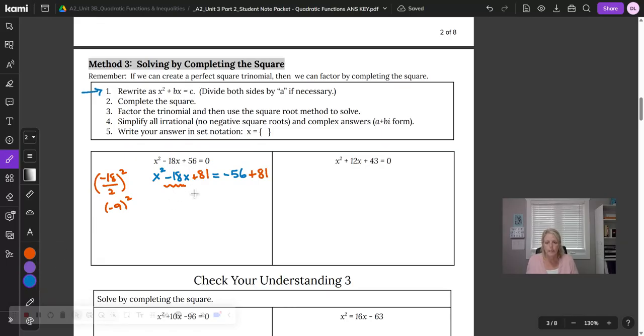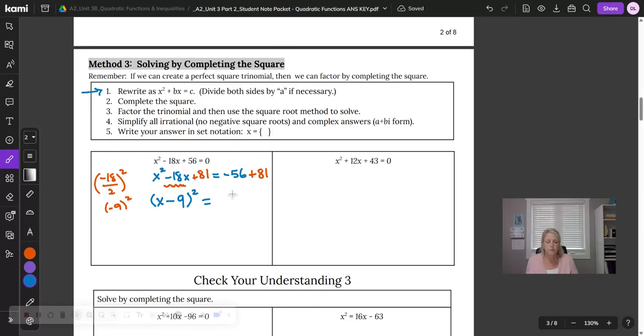Now I can factor my perfect square trinomial. So x squared, the square root of that is x, and then the square root of 81 is 9, and then I'm going to look at the sign of b. Since b is negative, I have to keep the negative in my factored form. This way, negative 9x plus negative 9x is a negative 18x, and then negative 9 times negative 9 is a positive 81 when we square that.